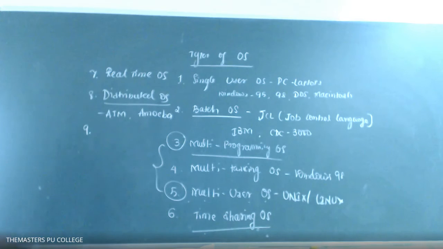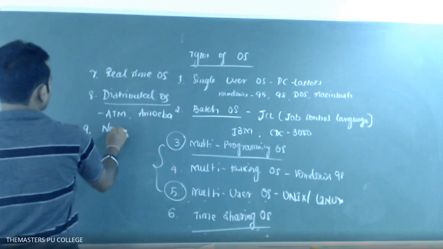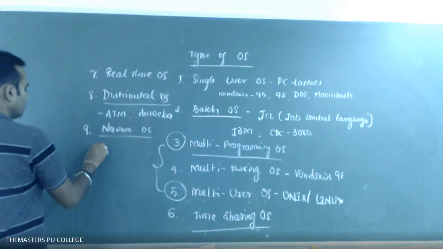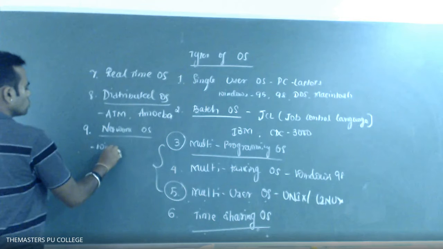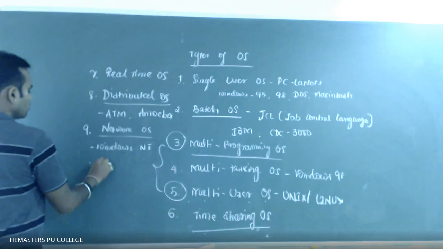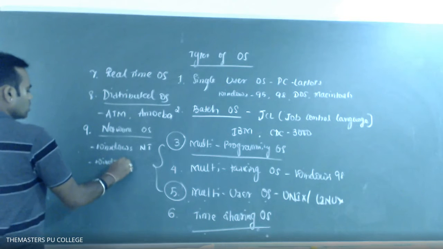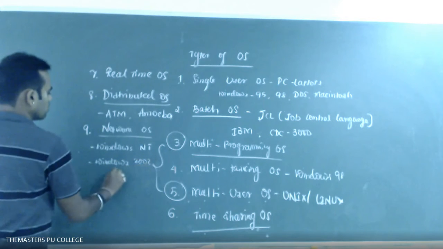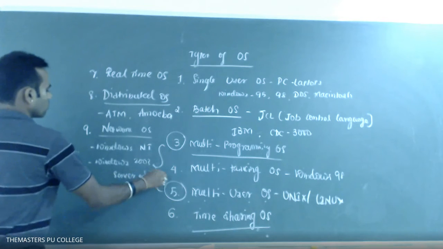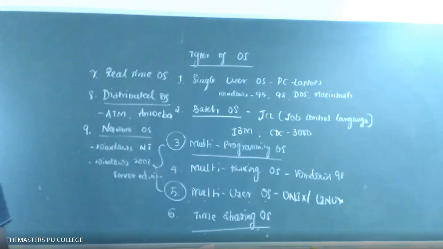Next, number 9, network operating system. Examples of network OS are Windows NT and Windows 2003 Server edition.